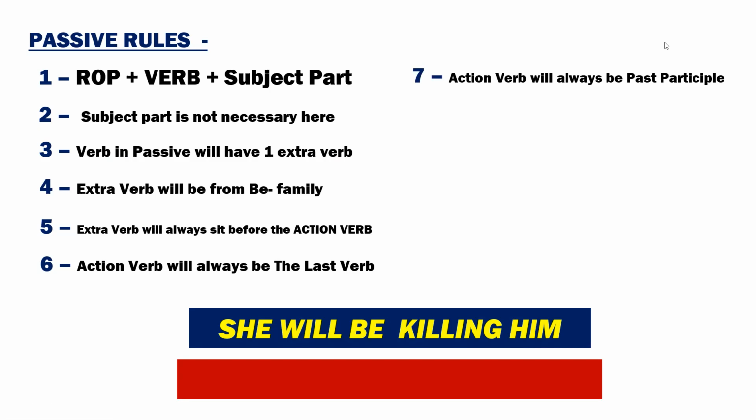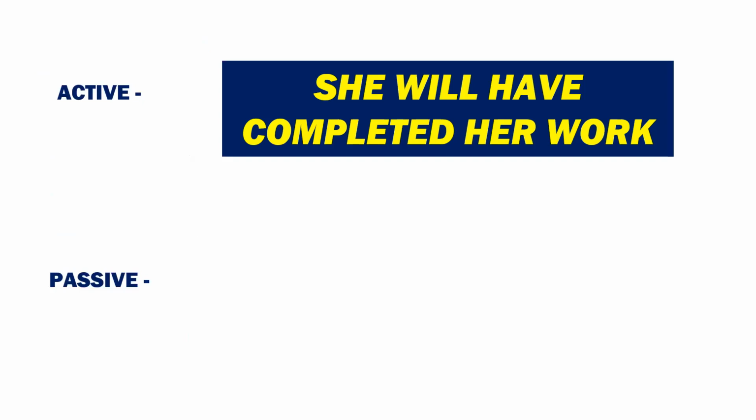Action verb will always be in the past participle. Devu, you want to say something? हाँ? He will be being killed by... हाँ हाँ, अच्छा, ये तो अभी हम ले ही नहीं रहे, चलो नेक्स्ट लेते हैं। देबू, वुड यू लाइक टू ट्राई? Yes ma'am. She will have completed her work.